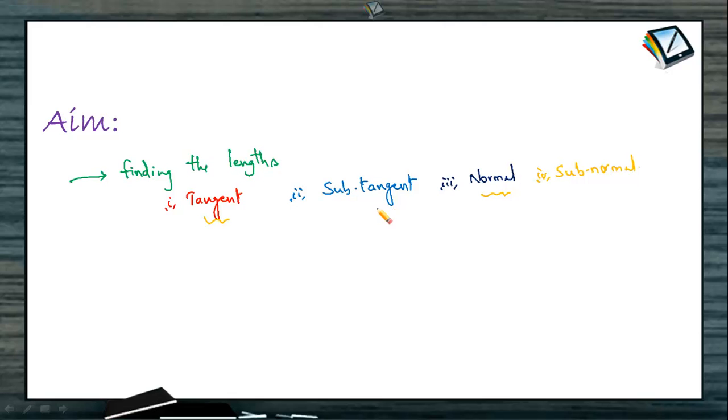Now then again there is a problem. These two terms might be something new to you. What is subtangent and what is subnormal? So before we proceed to find the lengths, let's first define what is the length of a tangent, what is the length of normal, and similarly what exactly is the subtangent and what is the subnormal. Let's proceed to define them first, then we will find the lengths of them.